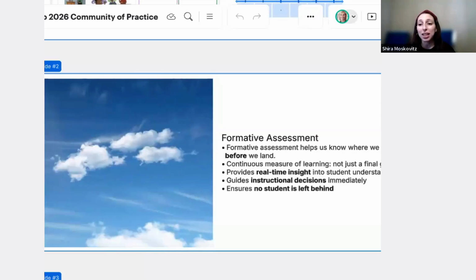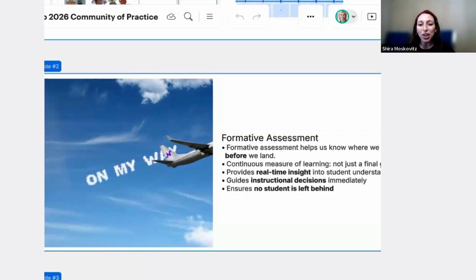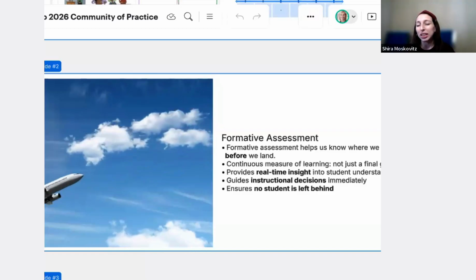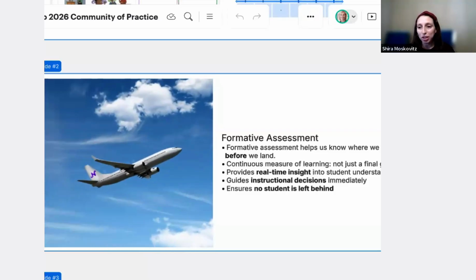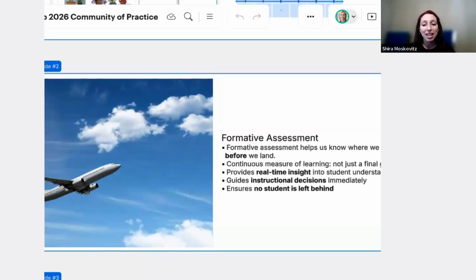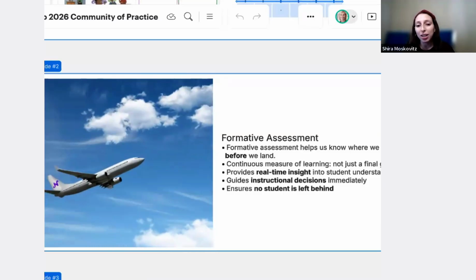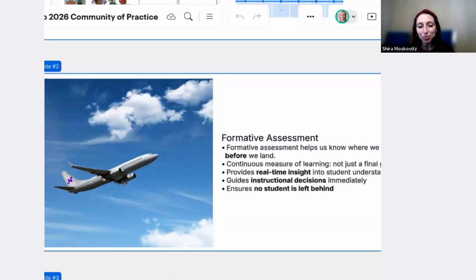And the benefits of using Lucid for me are that I know where my students are before we land, right? But we also get real-time insight so that I don't have to wait until the next lesson to think about how I'm going to change my instruction. I can think about it now in the middle of the lesson, in the beginning of the lesson, at any point when I ask my students this question, so that no student is left behind.